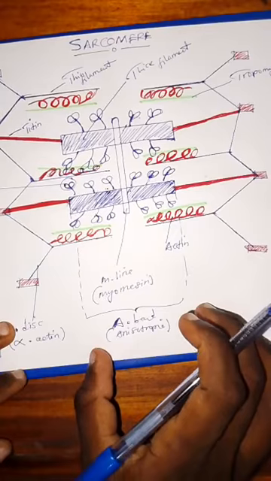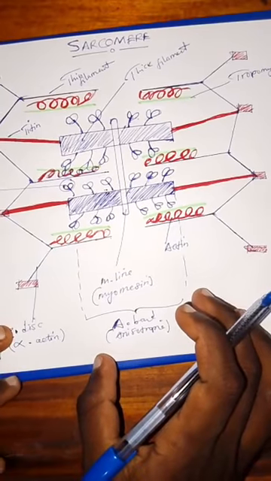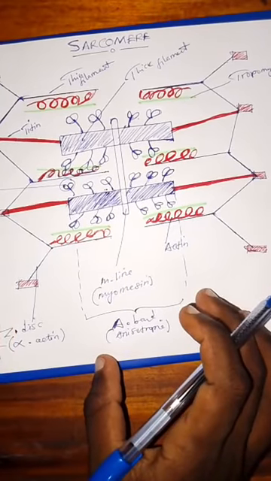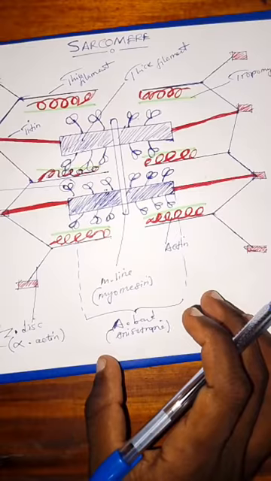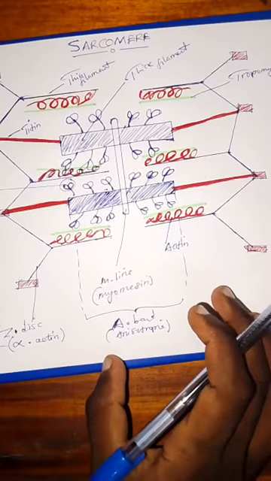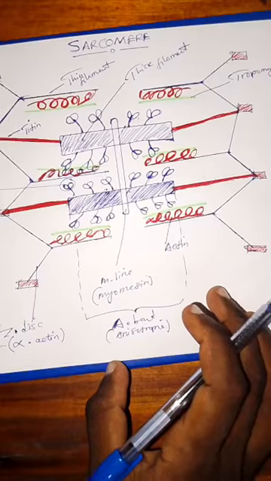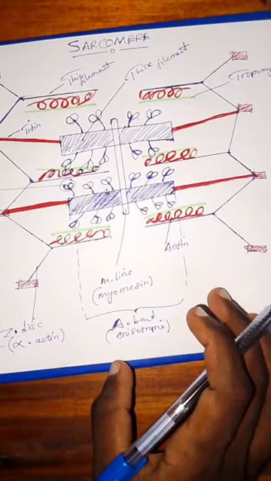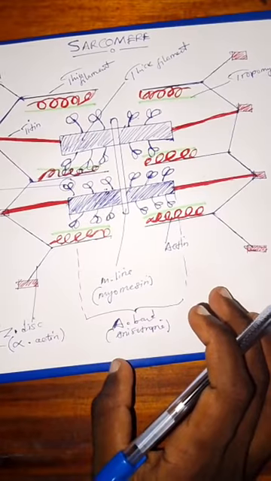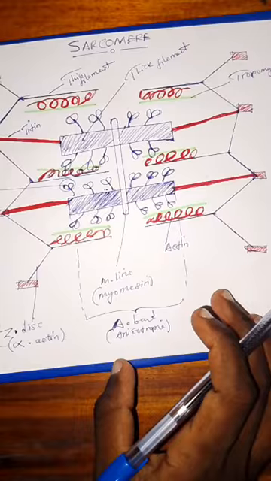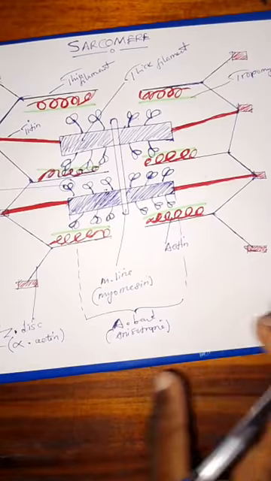You're supposed to draw the sarcomere and know the labels. I saw a question in physiology that required you to draw the sarcomere and also give the steps of the muscle contraction. Okay, so let's look at another band.